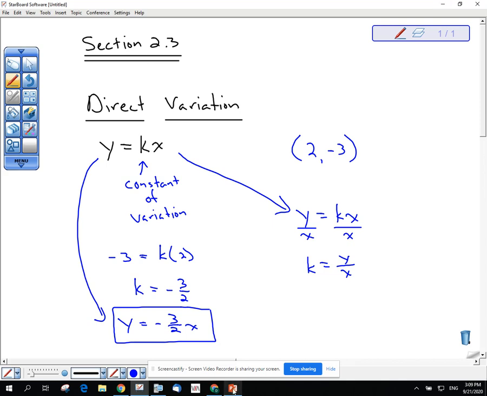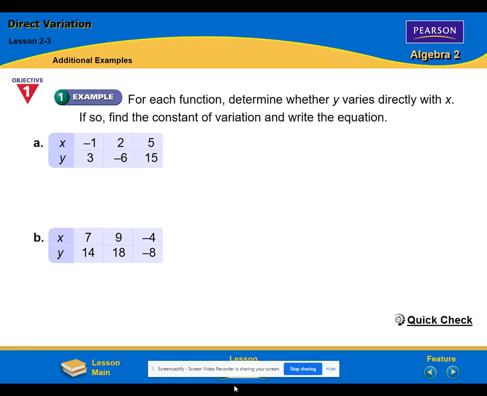So let's look at an example. There's just a few different ways that they'll ask the direct variation question. The concept is very easy. They'll just ask it in different ways. For each function, determine whether y varies directly with x. If so, find the constant of variation and write the equation. So I'm looking here, and what did I just show you? That you can divide the y by the x.